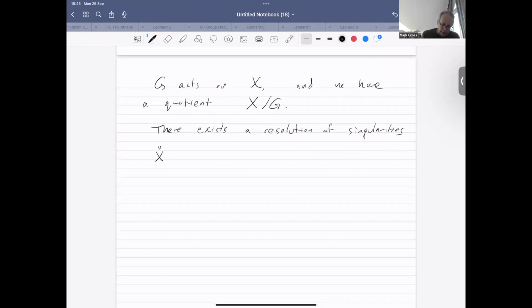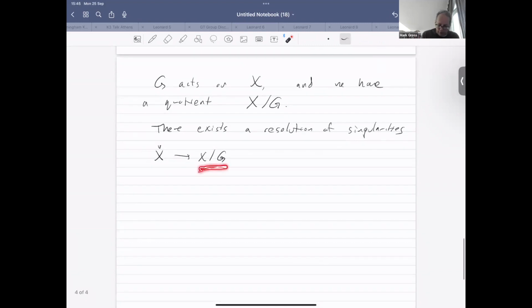I'll write it X hat to X mod G. So in other words, what does this mean? This map is, well, it's proper. It's an isomorphism on a dense open set of X mod G.